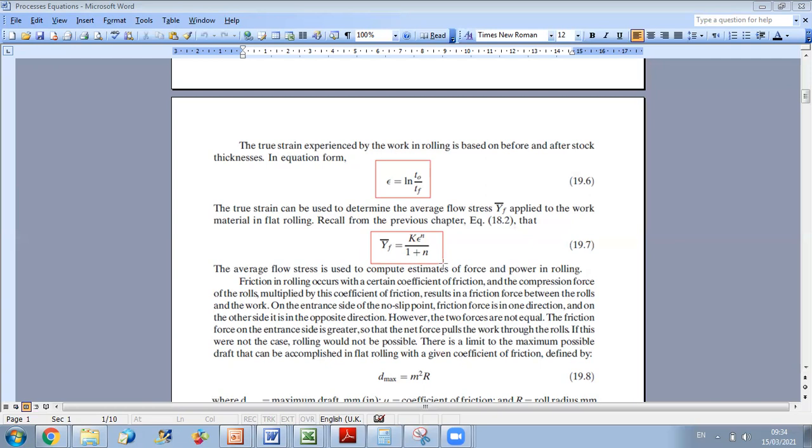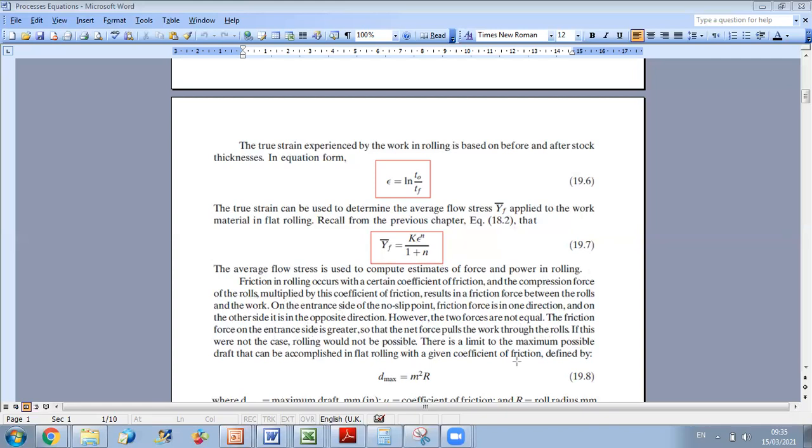We will see how. Friction in rolling occurs with a certain coefficient of friction, and the compression force of the rolls multiplied by this coefficient of friction will result in a friction force between the rolls and the work. On the entrance side of the no-slip point, the friction force is in one direction, and on the other side, it is in the opposite direction. This is what we talked about. However, the two forces are not equal. The friction force on the entrance side is greater, so that the net force pulls the work through the roll. If this were not the case, rolling would not be possible.